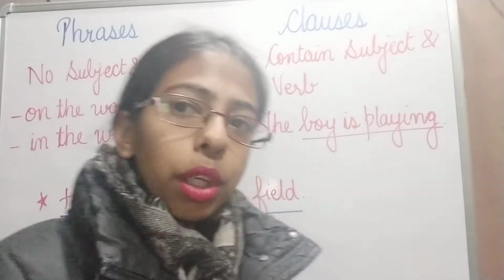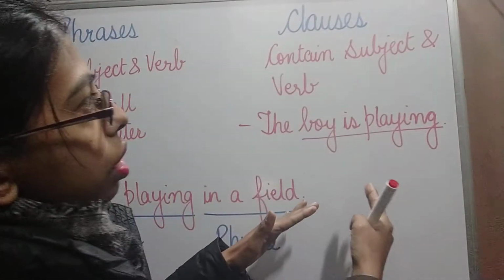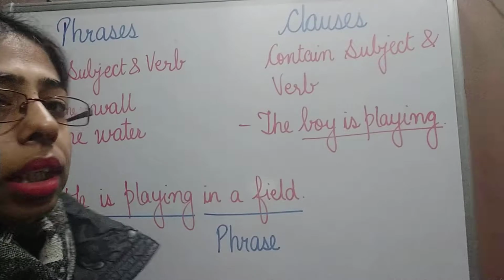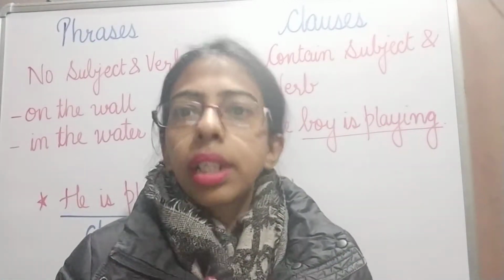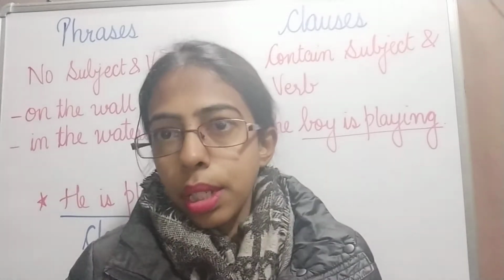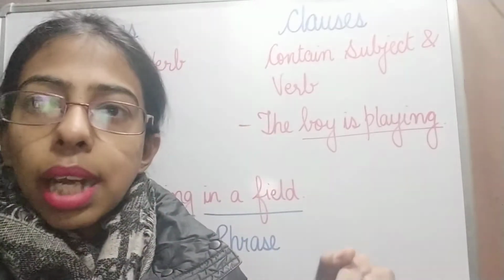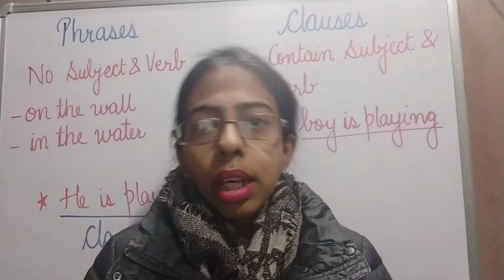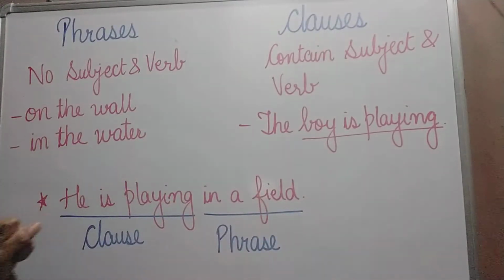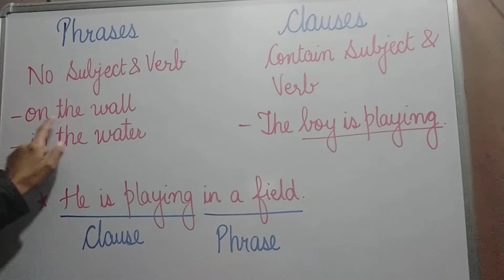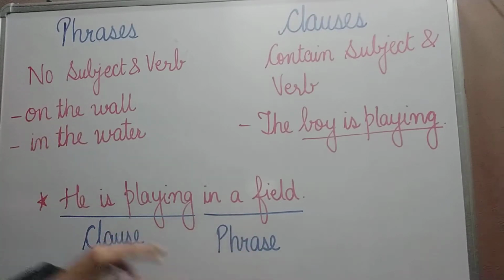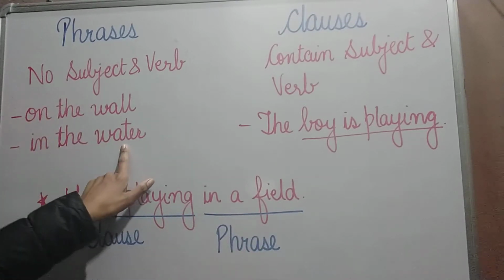And I'm explaining clauses also side by side. And what is a clause? A clause is a group of words where subject and verb will be present. Okay. For better understanding, let us take examples. Here is our example. We have phrases. For example, I say on the wall or I say in the water.